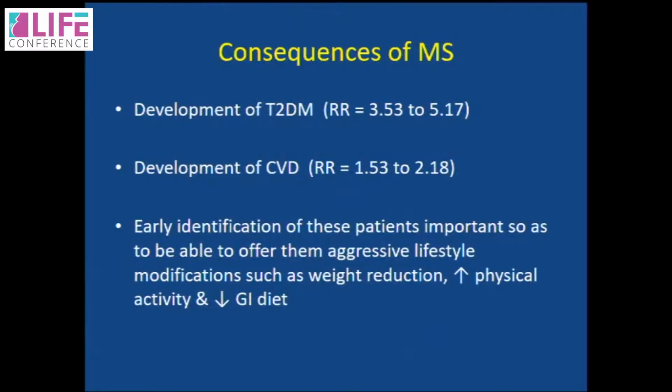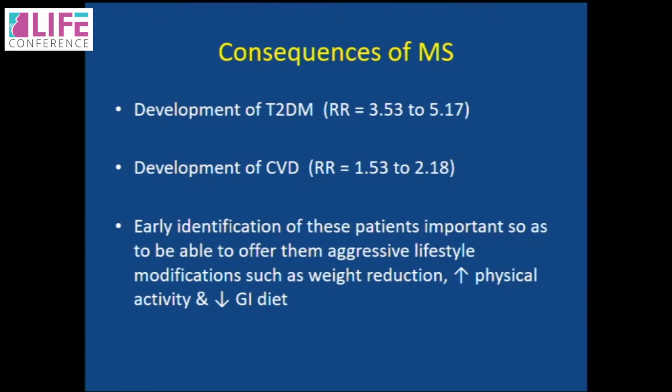So what are the consequences of metabolic syndrome? The obvious ones I've listed here are the development of type 2 diabetes and the development of coronary cardiovascular disease. As you can see, the relative risk for type 2 diabetes is between 3.5 and 5.1, depending on the study that we look at. And for cardiovascular disease, the risk is between 1.53 and 2.18, and again, it depends on the study we're looking at.